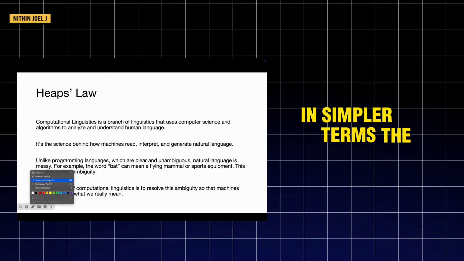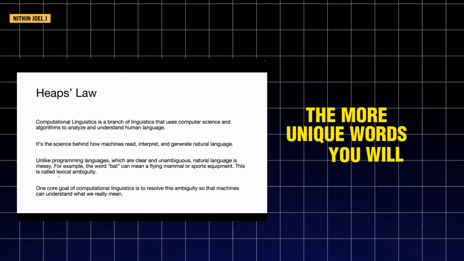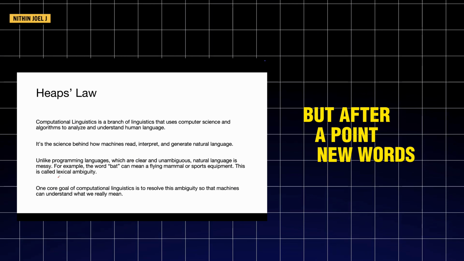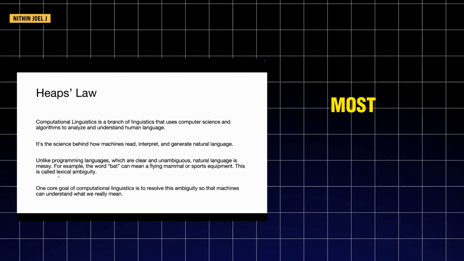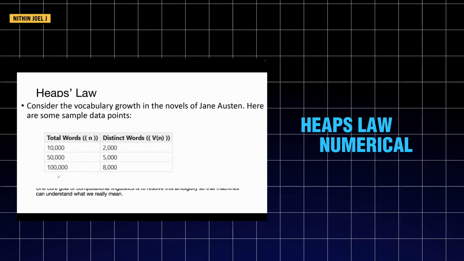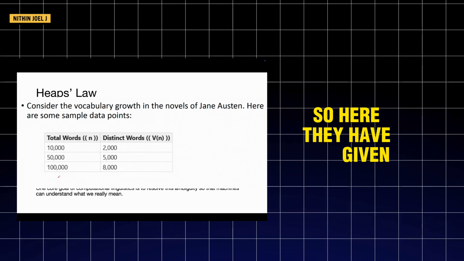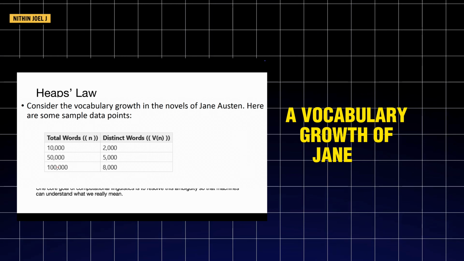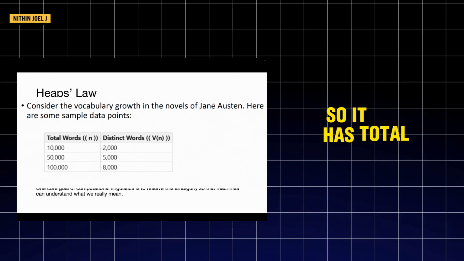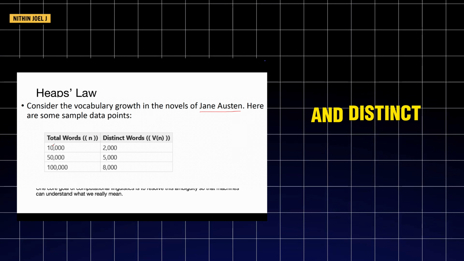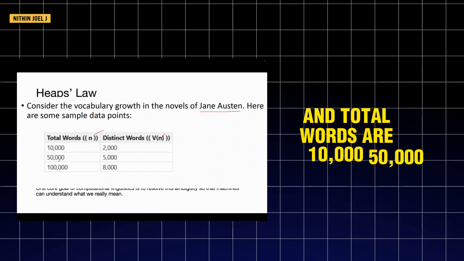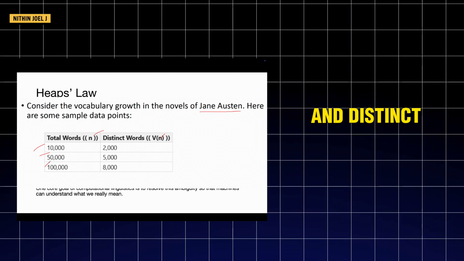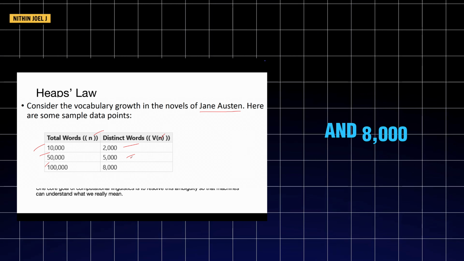In simpler terms, the more you write, the more unique words you will use. But after a point, new words show up less frequently. Most of our vocabulary is made of repeated common words. So let's consider a numerical example of Heaps' Law. Here we are given the vocabulary growth of a Jane Austen novel. It has total words, which is n, and distinct words, which is V(n). Total words are 10,000, 50,000, and 1 lakh, and distinct words are 2,000, 5,000, and 8,000.